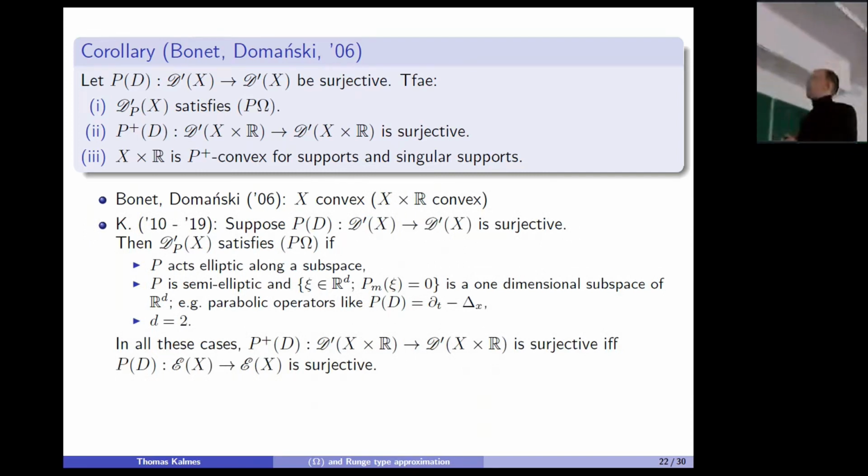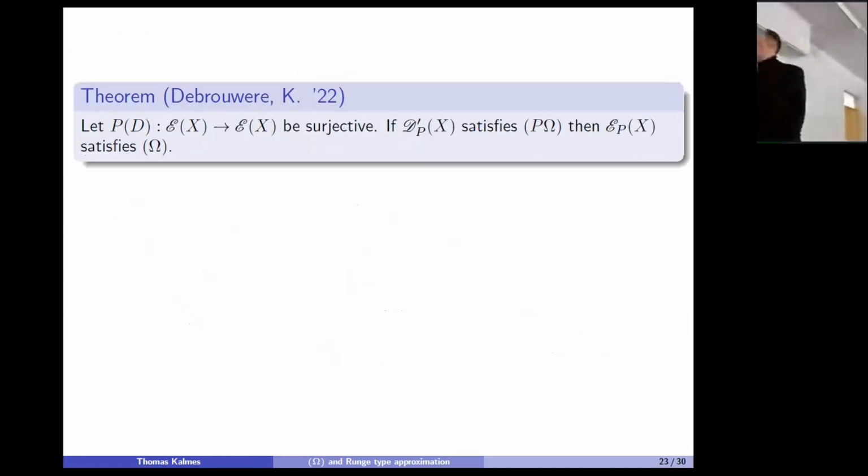I studied this problem for quite some time, with the results that the kernel has P-omega if P acts along a subspace and is elliptic there, if it is semi-elliptic and the zeros of the principal part form a one-dimensional subspace. This applies in particular to parabolic operators, or if the dimension d is equal to 2. So in this case, not only does the distributional kernel have P-omega, but the augmented operator is surjective if and only if the operator is surjective on the space of smooth functions over X. I will skip this.